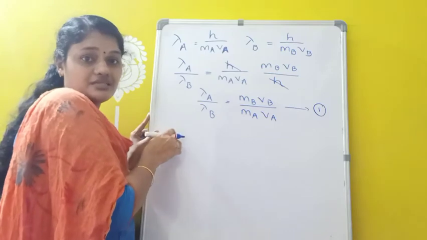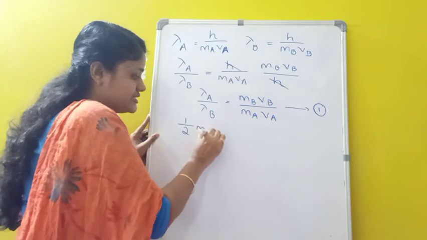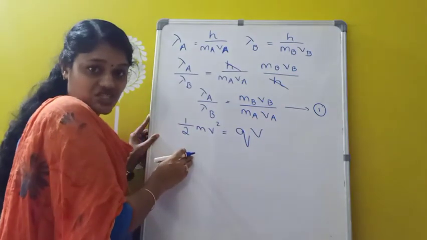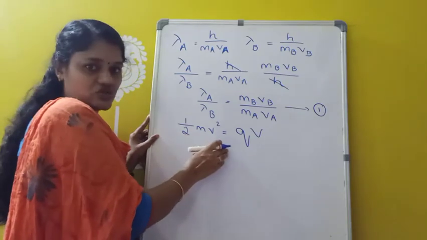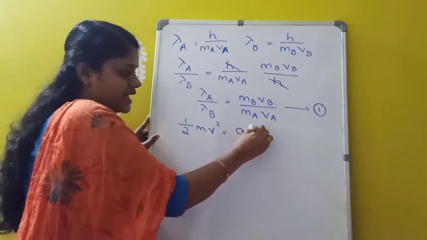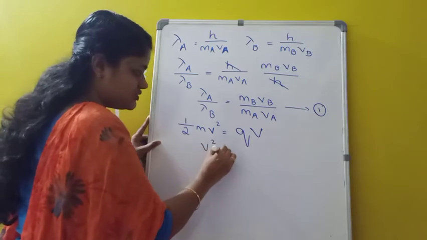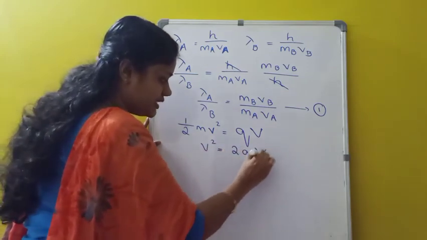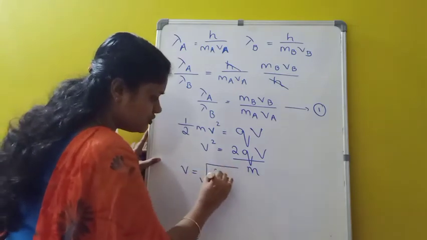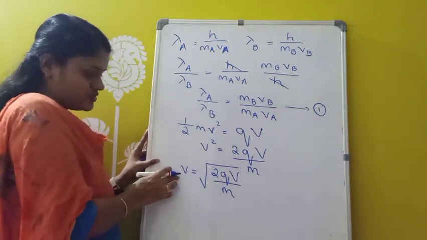But since the particles are accelerating in a field, we can equate half mv square with qV, where small v is the velocity and capital V is the electric potential. Now from this we have to find v square. So v square equals 2qV divided by m. So v equals root of 2qV by m. Okay, so now we got the formula for velocity.